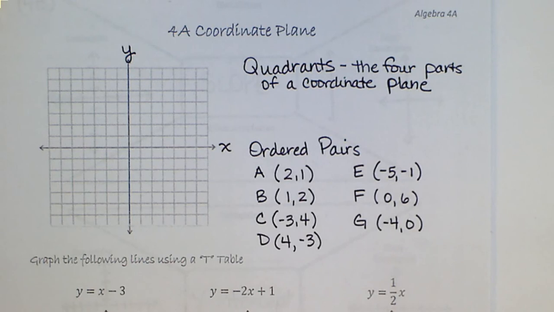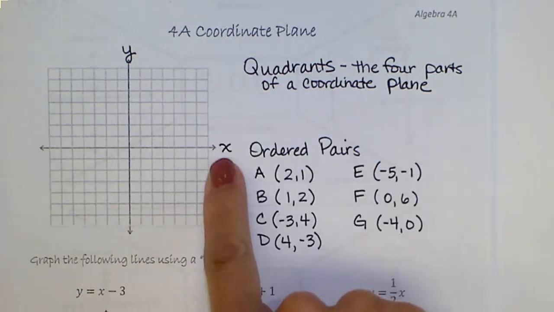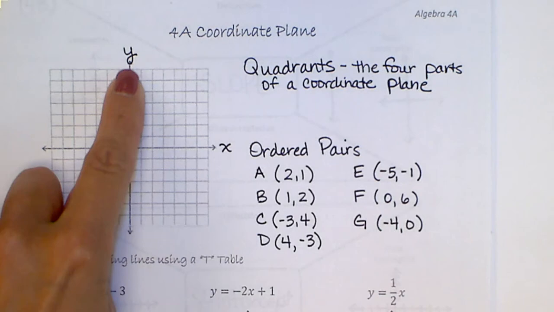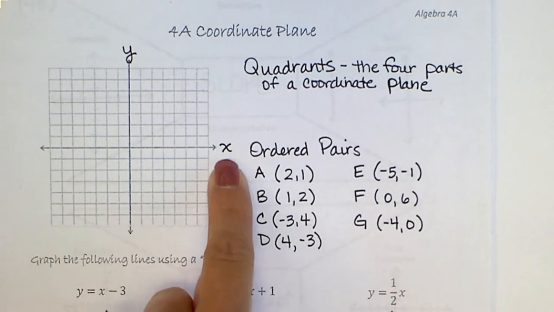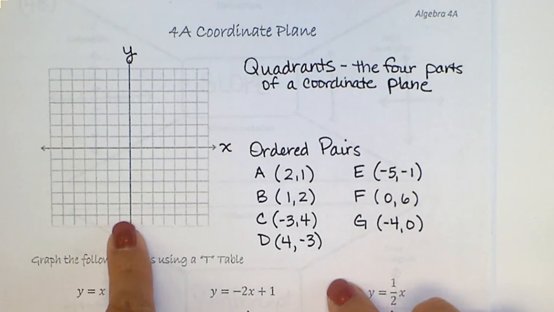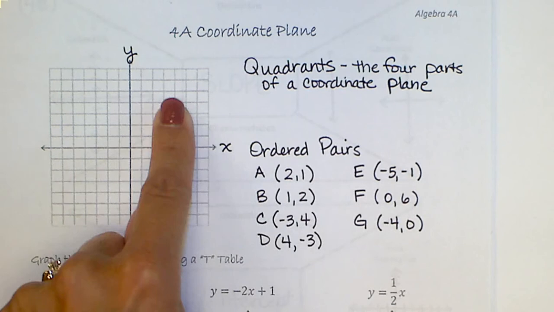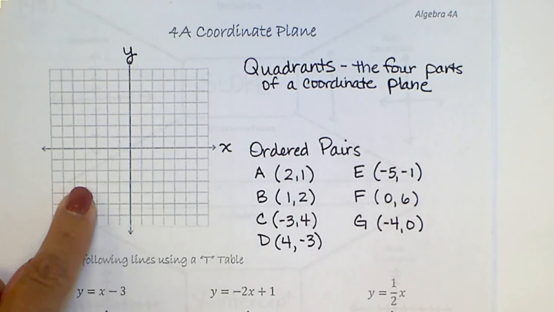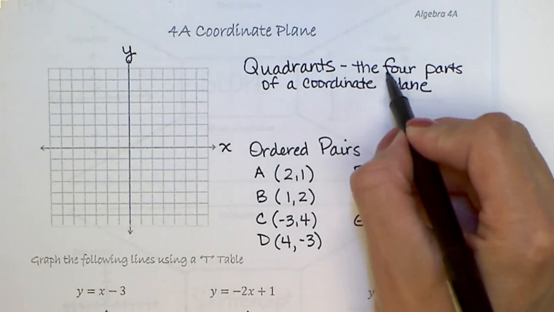So today we're looking at the coordinate plane. Where the x and y axis cross, so this line right here is the y-axis, this line is the x-axis, these two lines will cross, which will form four quadrants. You'll notice the top right, top left, bottom left, bottom right. So these are the four quadrants of a coordinate plane.